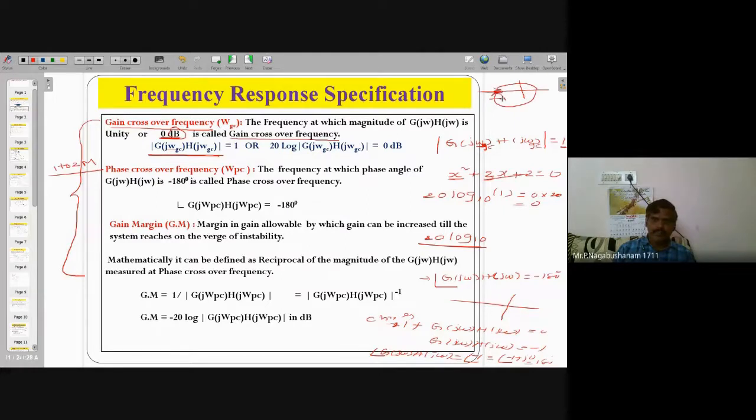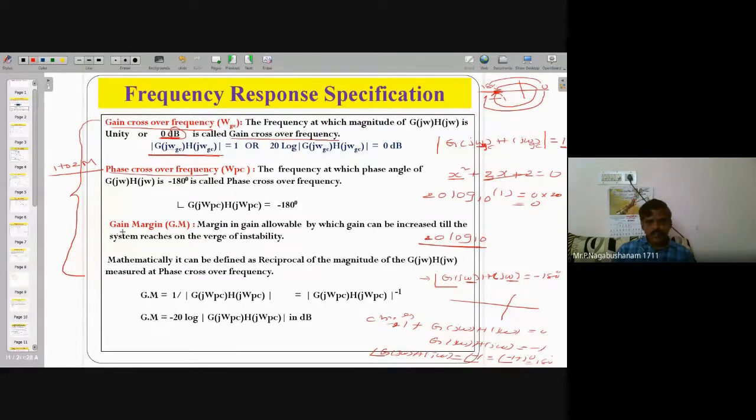Angle from here, it is 0 degrees. It is 180 degrees. If you come clockwise, it is plus 180. In anti-clockwise, minus 180. That's why the angle of G of j omega, H of j omega is equal to minus 180. If the angle of G of j omega, H of j omega equals minus 180, then that frequency is called the phase crossover frequency. That's why omega equal to omega pc. For what frequency is the angle of the open loop transfer function equal to minus 180 degrees? That is called the phase crossover frequency. This is the definition now. Okay, next we can check.